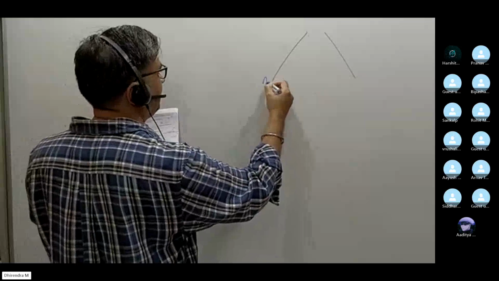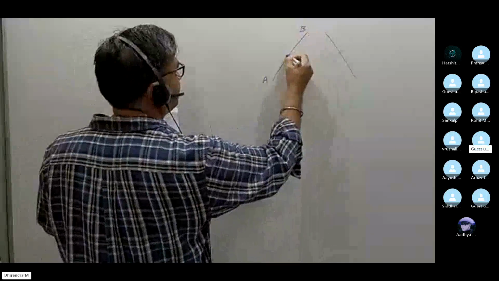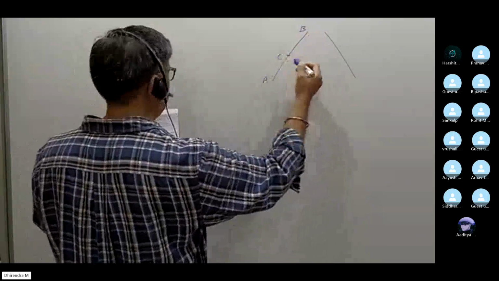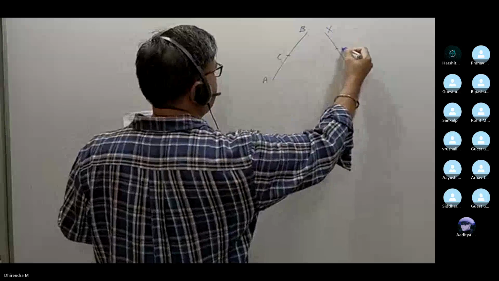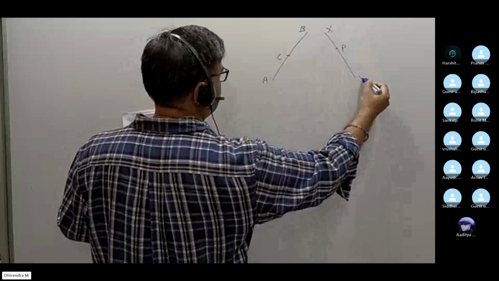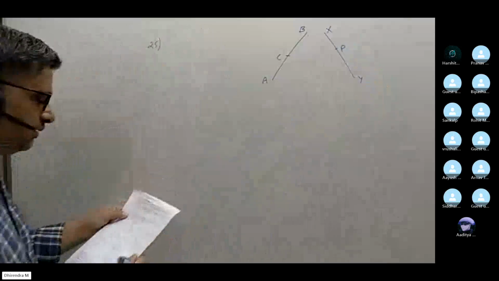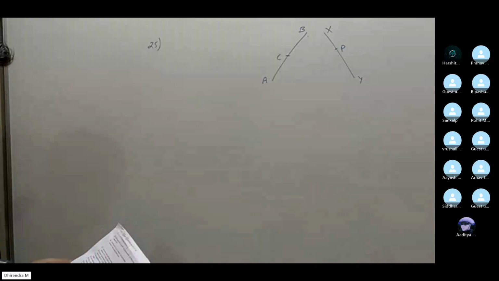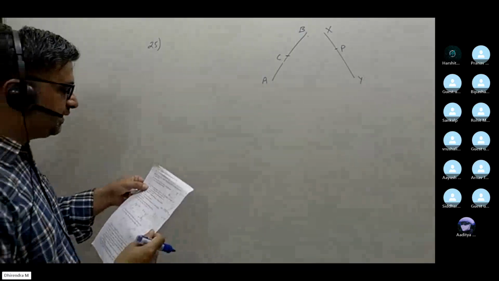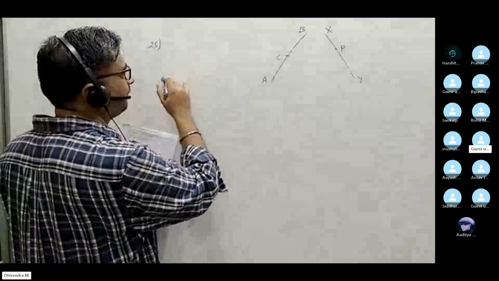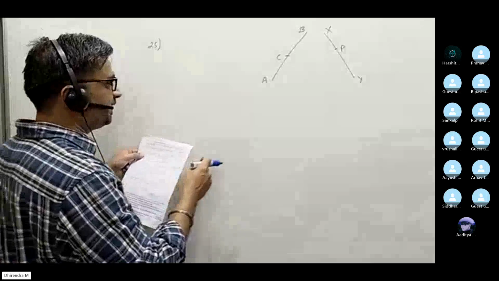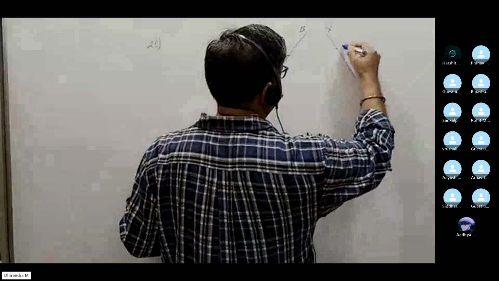So what all do we have here? This is A, B, C, A, B, and there is a point C here. I see X here, I see P here, and I presume this is Y that this is cut. This is XD, is it?